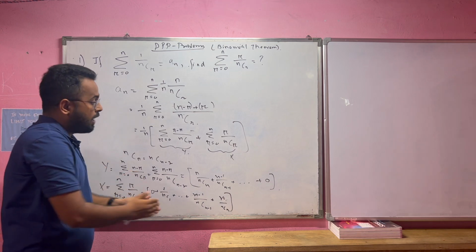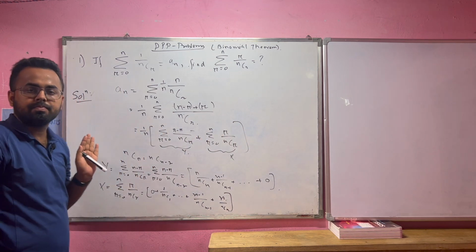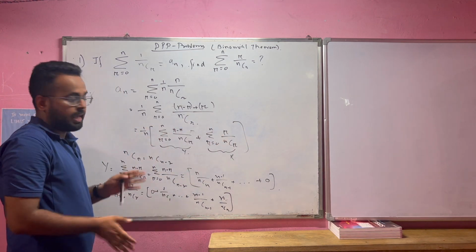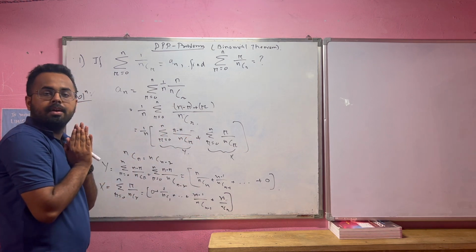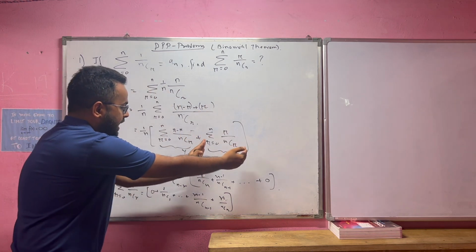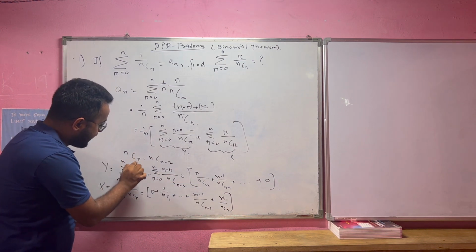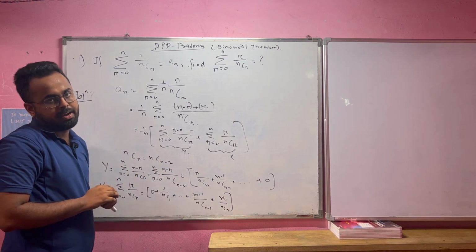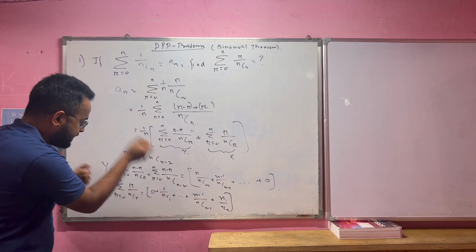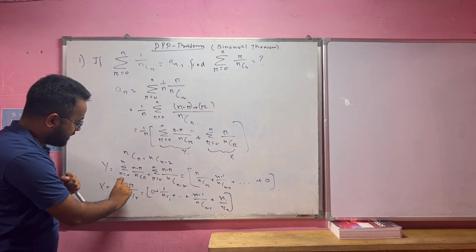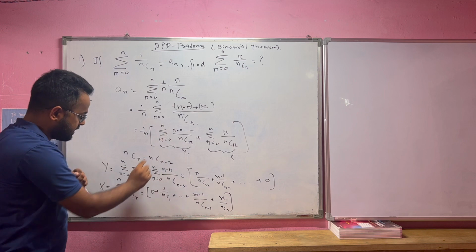Okay? Now we are interested in finding this, so let it be x. Here an unknown term y has come. We know an. Now in order to find x, we should manipulate y. Now you know nCr is equal to nC(n minus r). So we try to break this sum. y is summation of r goes from 0 to n of (n minus r) by nCr.